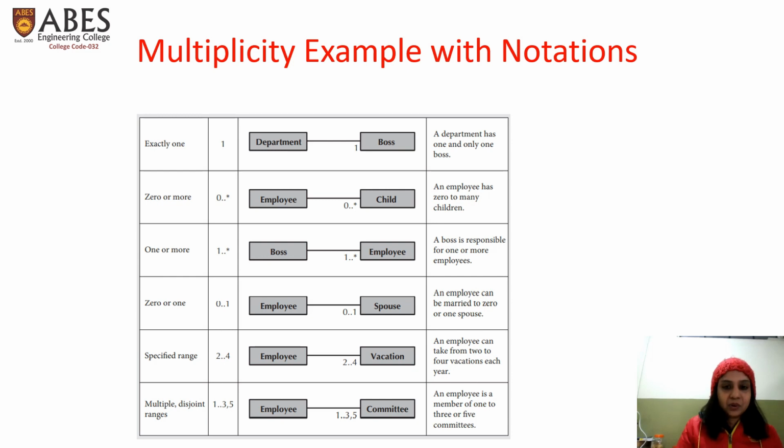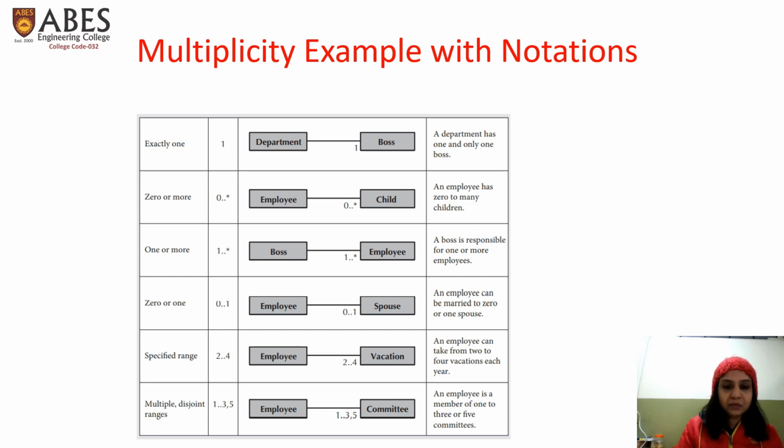Suppose we have a class boss and second class is employee. A boss is responsible for one or more employees. So it is one or more. So one or more will be represented with 1..*. 0 or 1. Suppose I am having an employee class and spouse class. An employee can be married to 0 or 1 spouse. So it will be represented with 0..1.